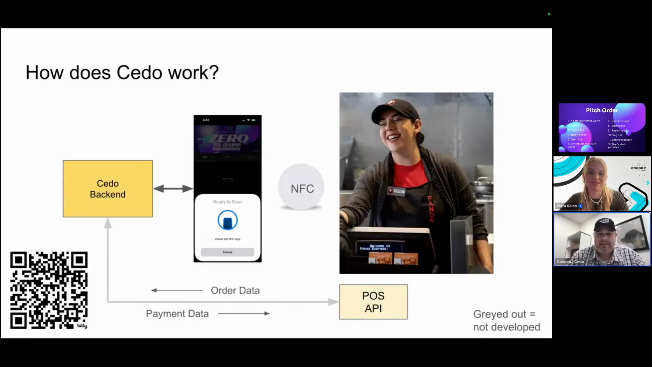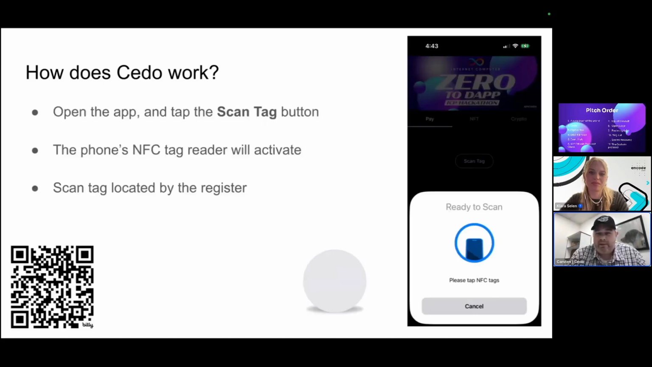Let's say we are at a Panda Express. We want to pay for our order. What happens here is that the POS system will send the order data to the Cedo backend and tie it to an NFC tag that is located by the register. As a user, I now pull out my phone and I open the Cedo app. I tap the scan tag button, and that will enable the phone's NFC tag reader, and I'll scan the tag that is located by the register.